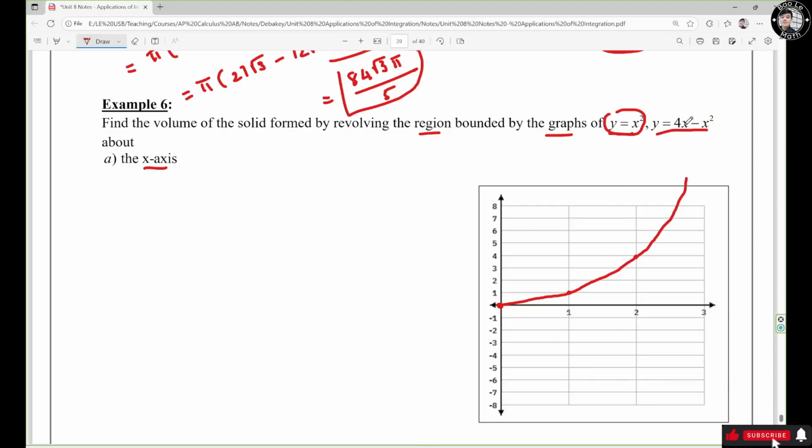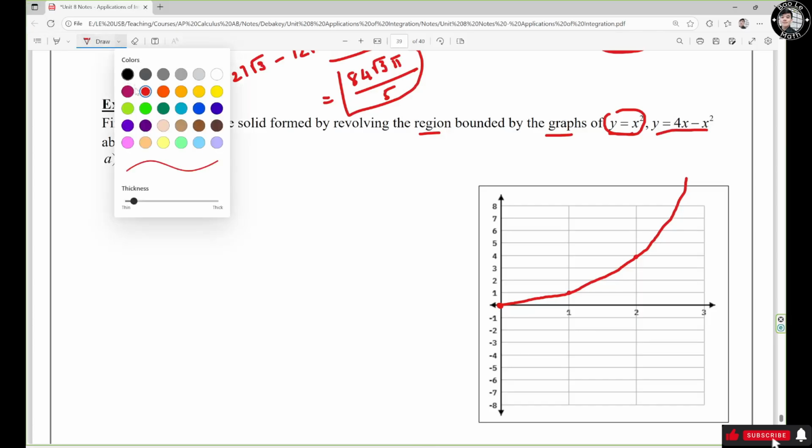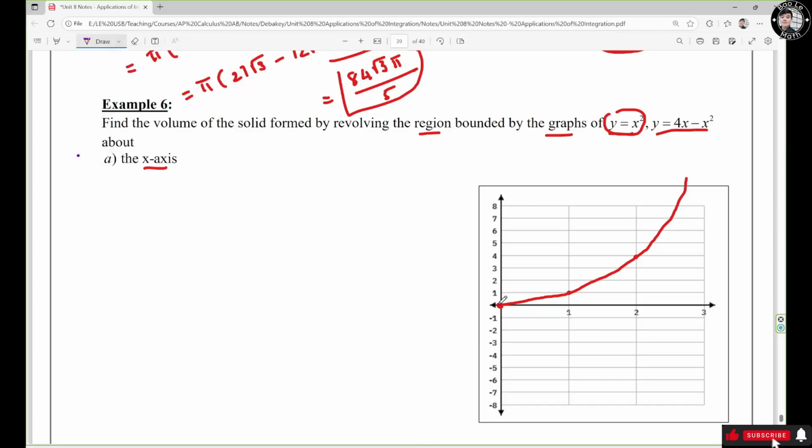Now we need to sketch y equals 4x minus x squared. x equals 0, y equals 0. x equals 1, y equals 3. x equals 2, y equals 4. If you sketch it, it's going to be something like this. Then the shaded region should be this one. Now we need to revolve this about the x-axis.